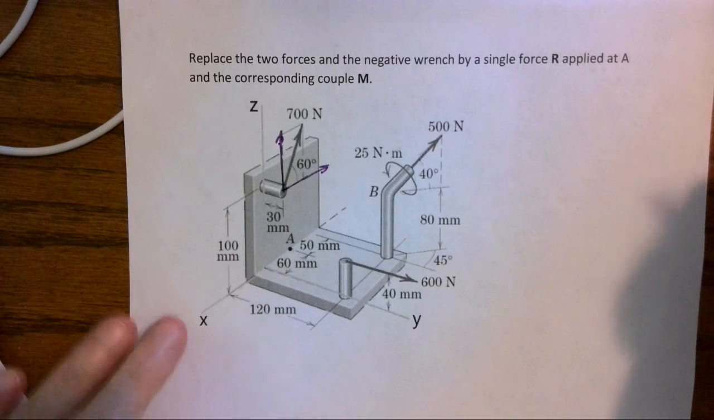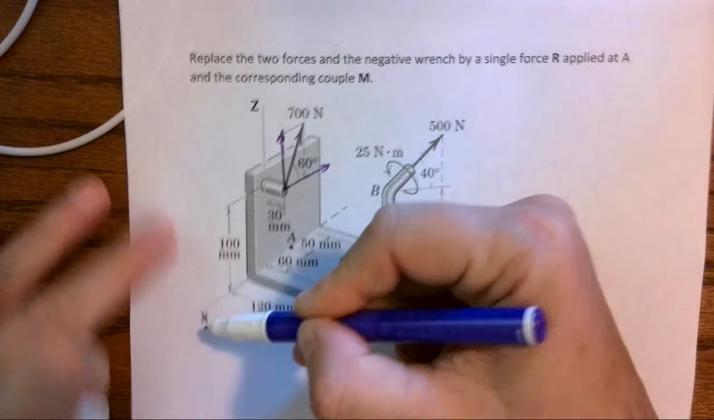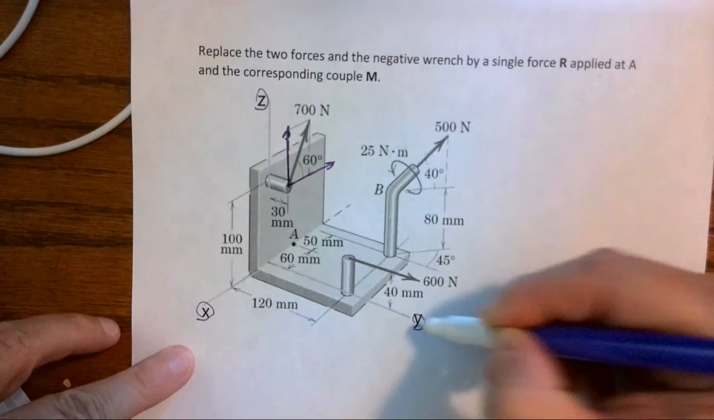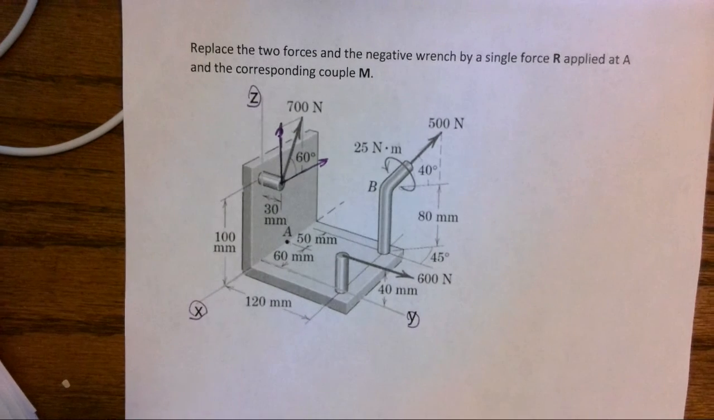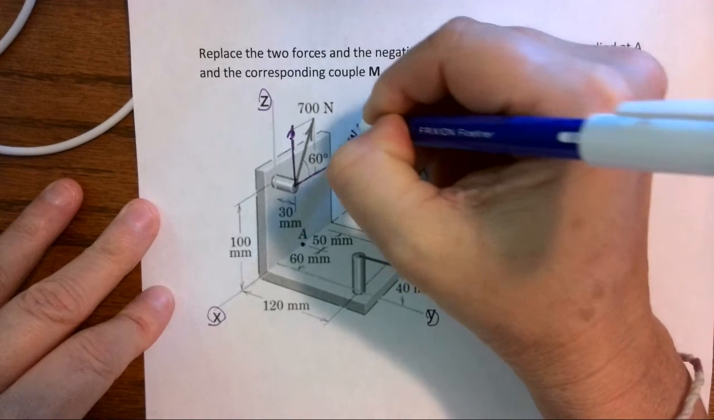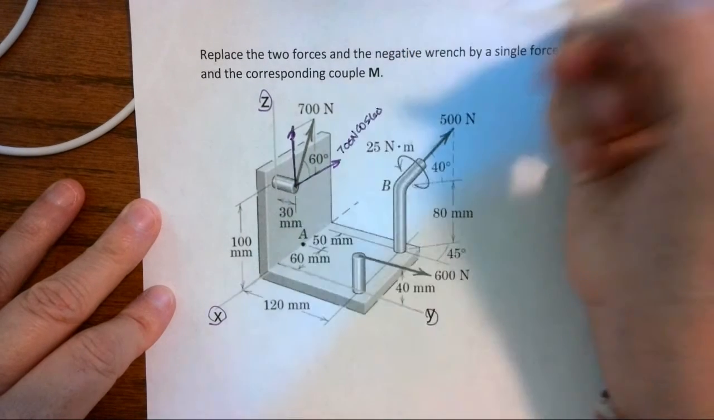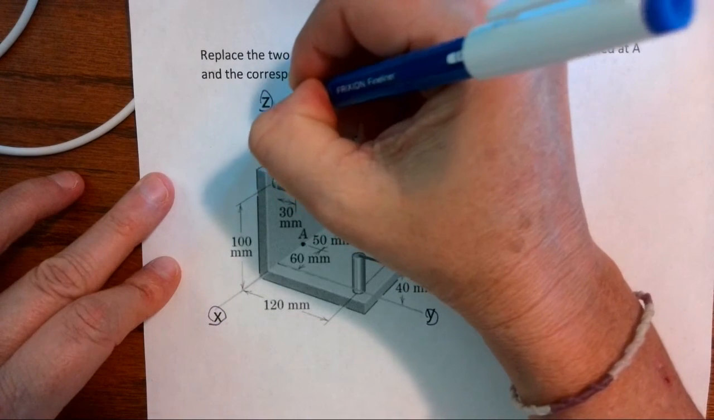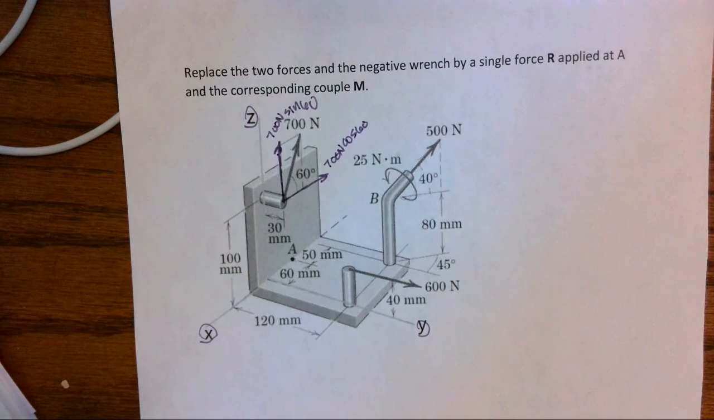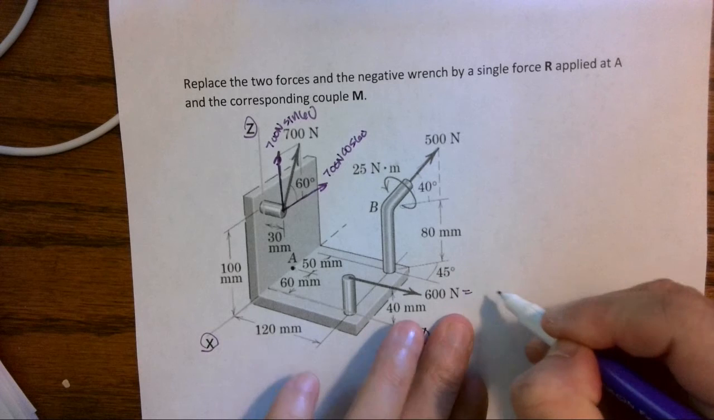And so I can see this is in the XZ plane. So once again, note our axes, the orientation of our axes. And so I can see quickly right here, this is 700 newtons cosine 60, and this is 700 newtons sine 60. Okay, this is totally in the y direction.